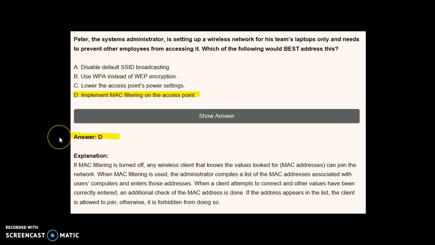The answer is D. Implement MAC filtering on the access point. Like we said earlier, it's going to see that the MAC addresses are not supposed to be on there. 802.1x is awesome for filtering out MAC addresses and shutting down a port if someone's trying to get into it.